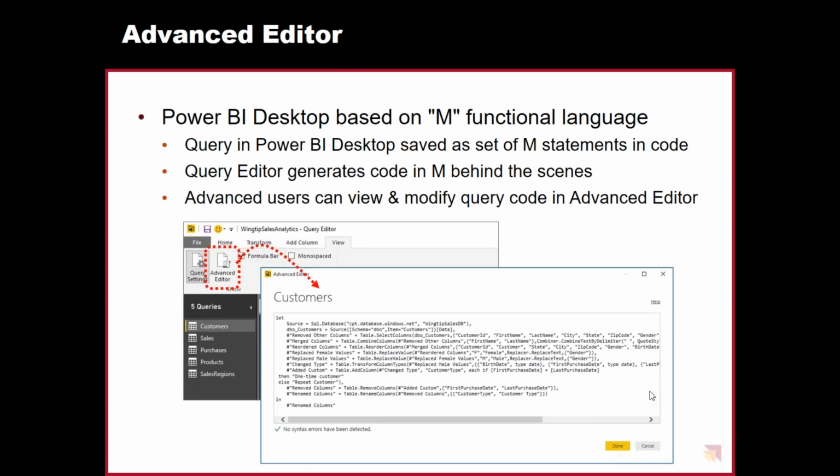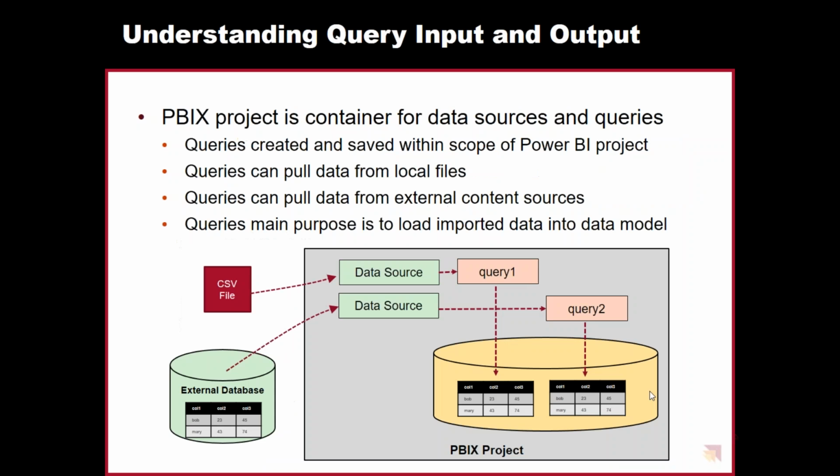Now, remember, you can always look at the code behind your query by looking at the advanced editor window. Now, the downside to the advanced editor window is it's no frills. It's a text box, and there's no color coding, there's no IntelliSense. However, it does give you the ability to either write code or copy and paste code, which sometimes can be a lot quicker than working through the query editor window and basically clicking on buttons.